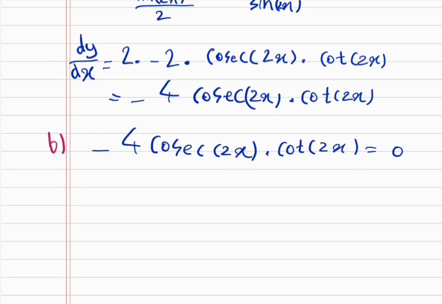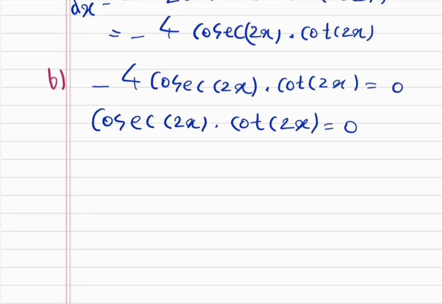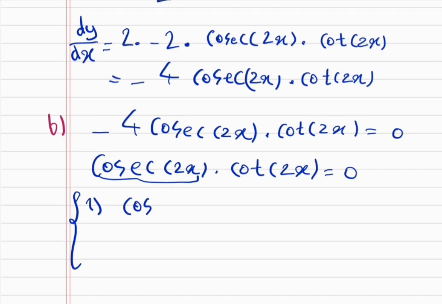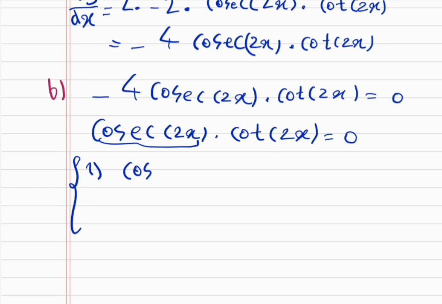We can divide both sides by minus 4, so we only have cosec 2x times cot 2x is equal to 0. And we can now solve this equation. So there are 2 possibilities, or 2 cases. Remember this is just a typical type of equation when, for example, we have something like 2x times e to the x is equal to 0. In those cases, we say either 2x is equal to 0 or e to the x is equal to 0. So this is exactly the same type. Because we have the product of two functions equal to 0, one of them has to be 0, at least.